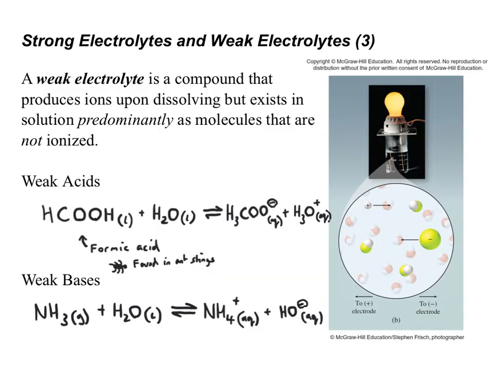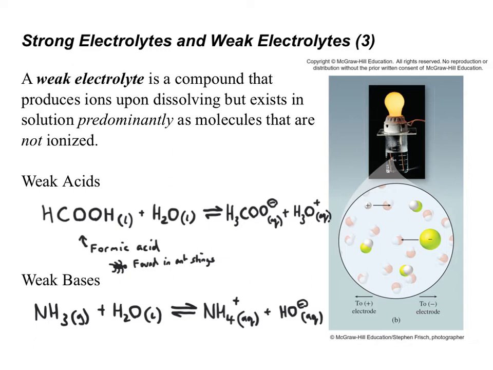A weak electrolyte is a compound that produces ions upon dissolving, but exists in solution predominantly as molecules that are not ionized, i.e. only small amounts of the molecule actually form ions. These include weak acids such as formic acid, which only forms small amounts of hydronium ions, or weak bases such as ammonia mixed with water to give you ammonium hydroxide.